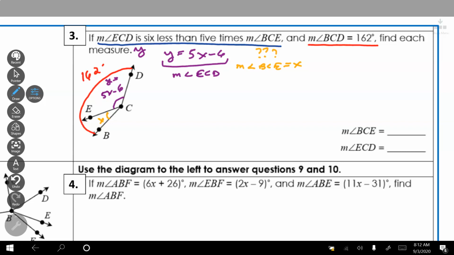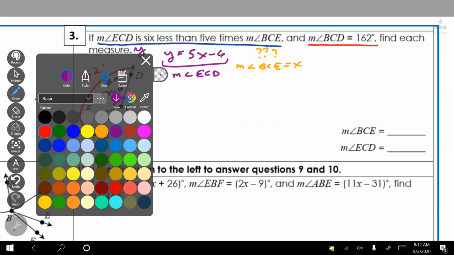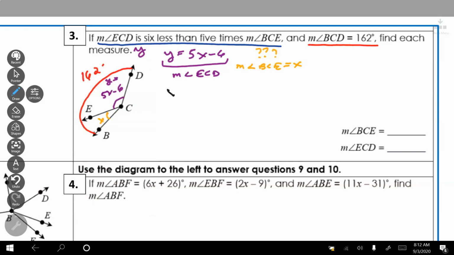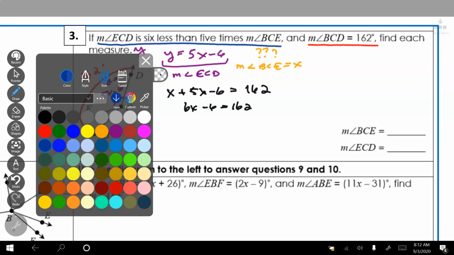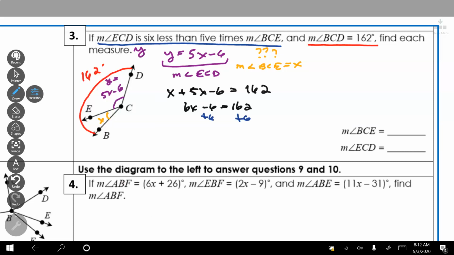So by my angle addition, I'm going to change colors. x plus 5x minus 6, a little angle plus the bigger angle, is equal to the whole big angle of 162. 6x minus 6 is equal to 162. Add the 6 over. 6x equals 168. And x is equal to 28 degrees, or just 28.